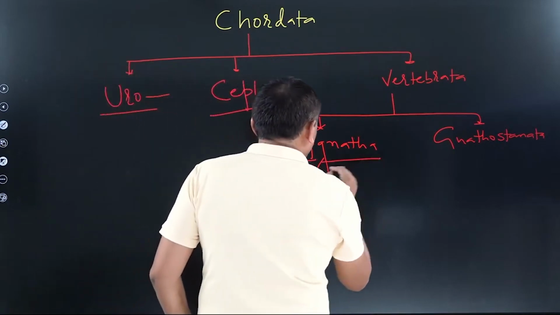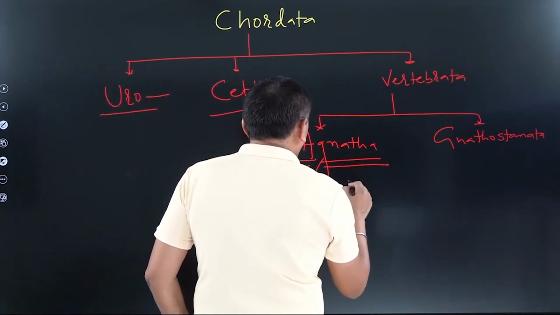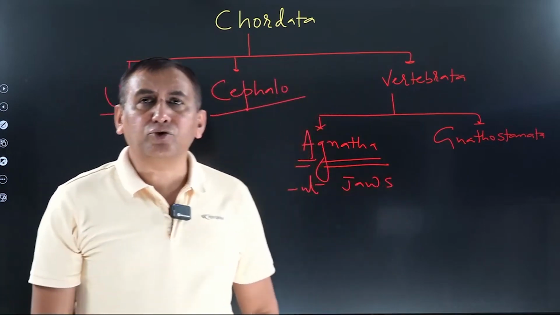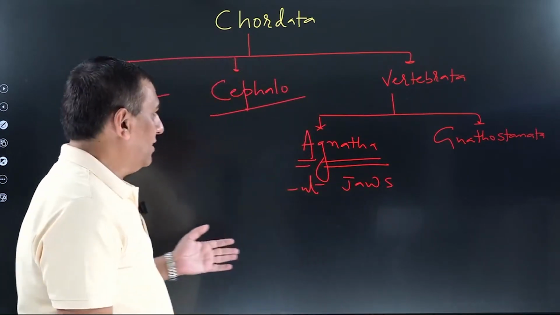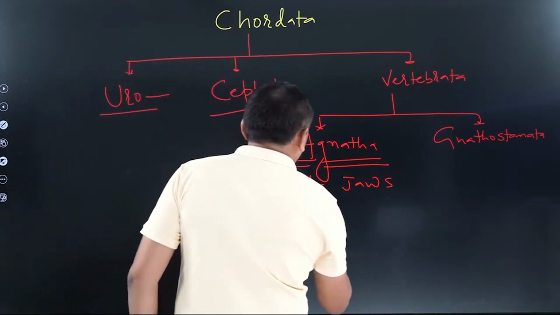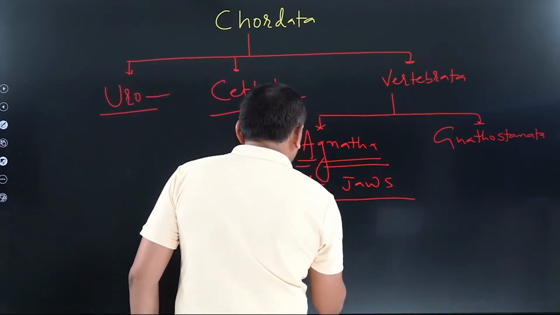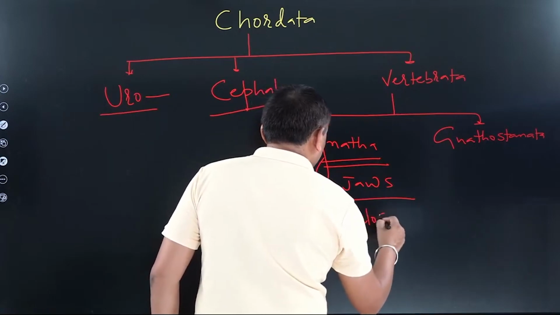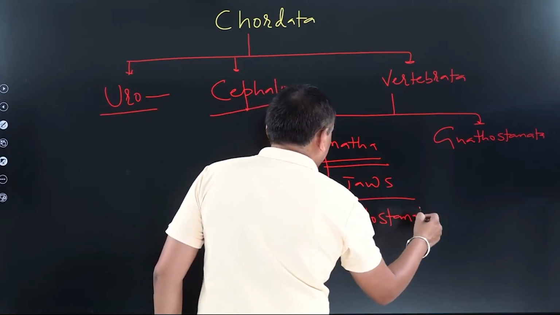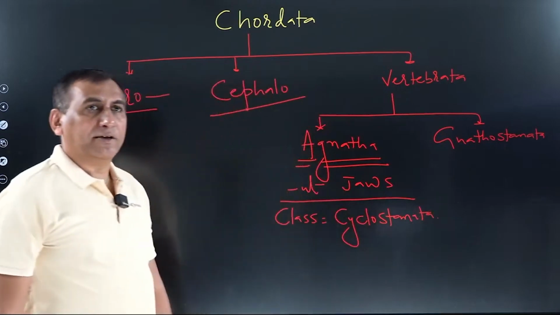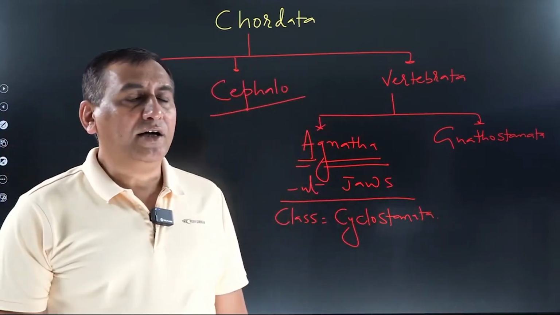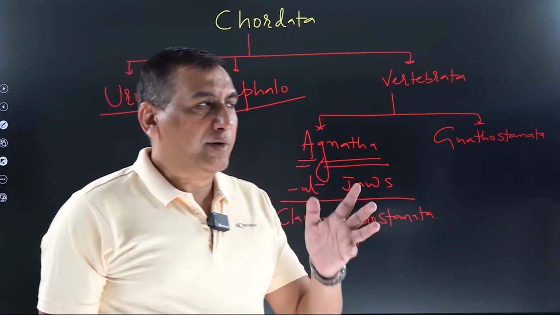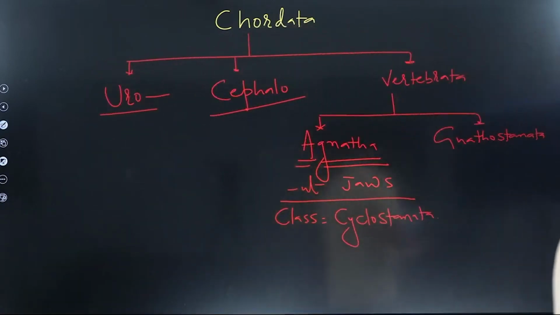Agnatha: A means absent, gnatha means jaws. So when jaws are absent, this group of animals is known as the agnatha, and it includes one class. The name of the class is the cyclostomata.